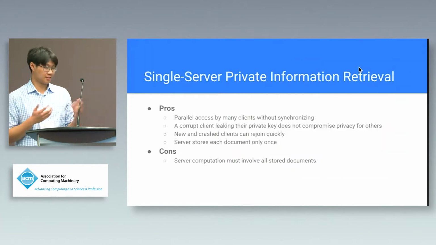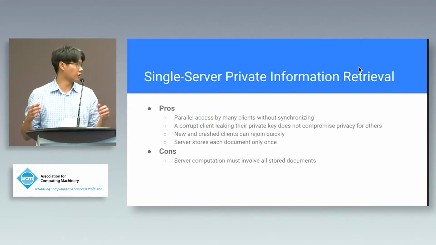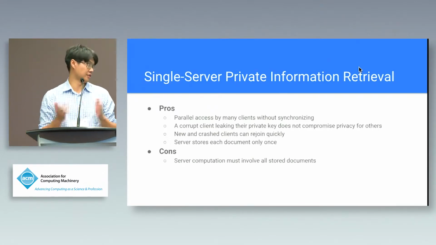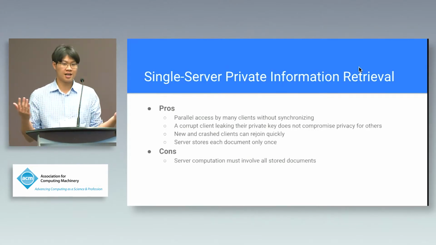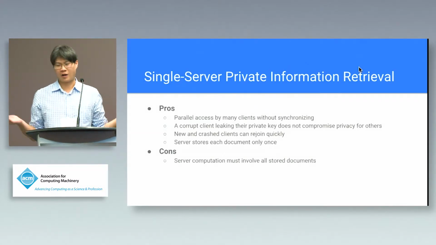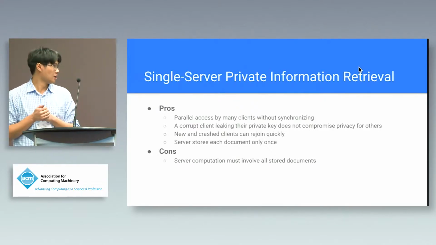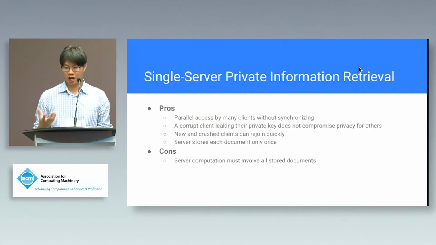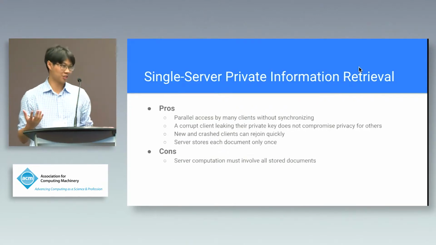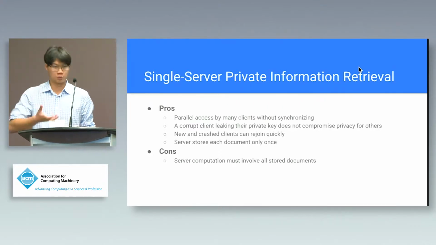All right, so the pros of this is that PIR is very simple. It lets multiple clients access simultaneously in parallel without synchronization because the server is literally stateless. It turns out that corrupt clients can leak their private keys without affecting other clients because they're generated ephemerally every single time. If a client crashes or there's a new client that wants to join into the process, well, it can just jump in immediately, essentially. And the server stores each document only once, right? So the big con is that server computation must literally touch every single document, because otherwise, if you don't, the server can quickly deduce that this wasn't the retrieved document.